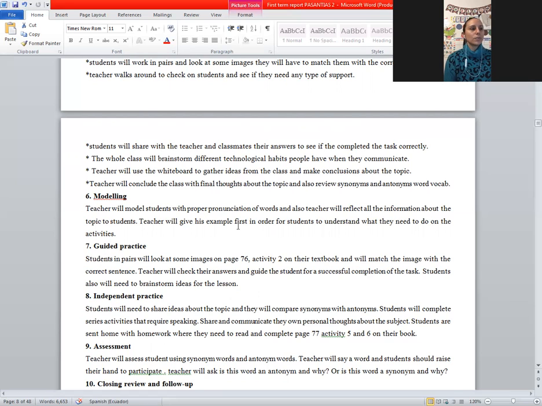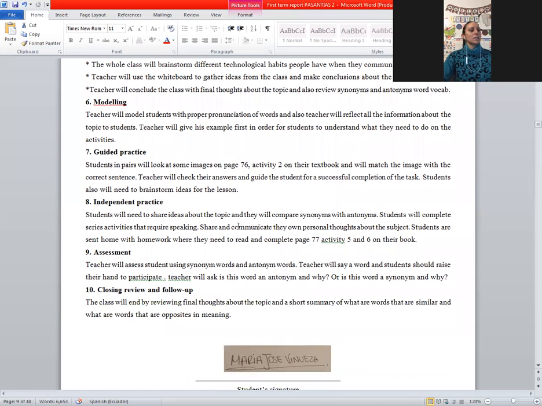And also we have the brainstorm ideas. Like I said before, we're going to be doing some brainstorm ideas that we're going to write down on the whiteboard. As an independent practice, the students will need to share ideas about the topic. They have to think and provide to the class some ideas that they have. They will also need to compare synonyms and antonyms, and the students will complete a series of activities that require speaking.